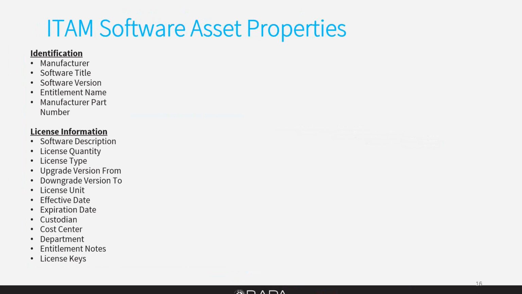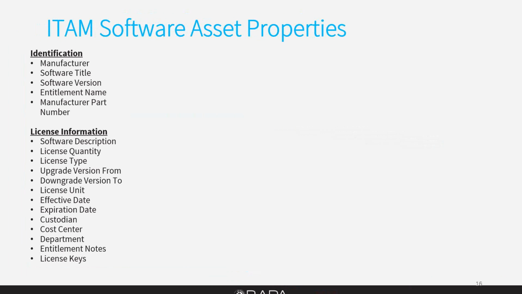License information will then help you determine what you're entitled to, or your entitlement. So, how many you've bought, what type of asset is it? Is it a base license, or is it an upgrade license? What versions you're entitled to in terms of upgrades and downgrades.